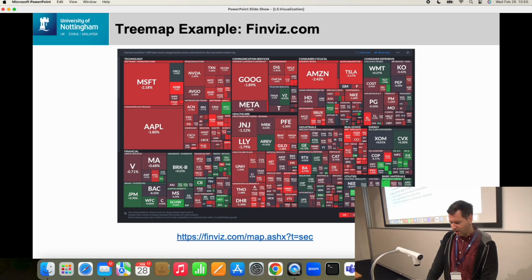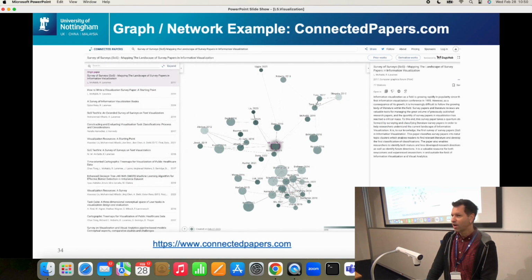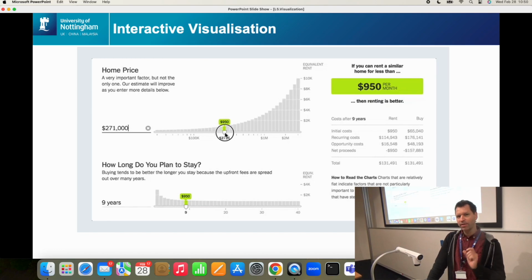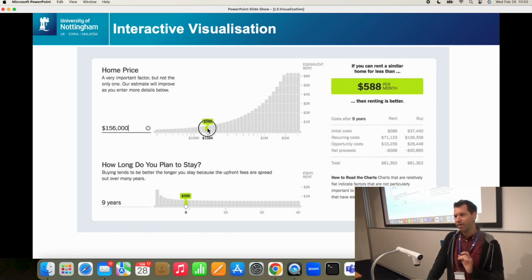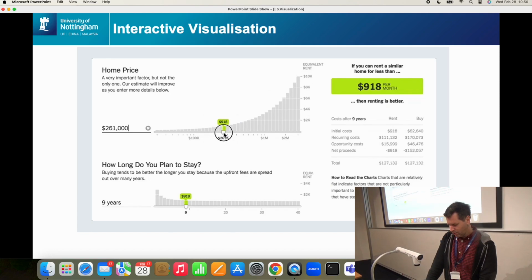We have graphs and networks. Right, connectedpapers.com is an example of a graph or a network showing the relationships between papers, right? Which papers cite other papers. We have interactive visualization, so that lets the user change the parameters of what we're seeing, right? Selection, filtering, and zooming, and those sorts of operations, right?